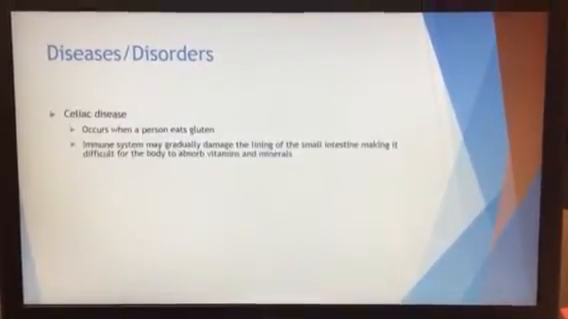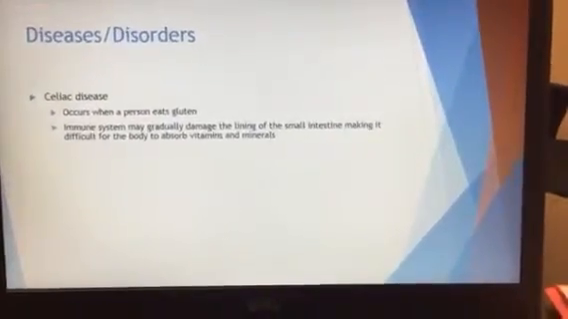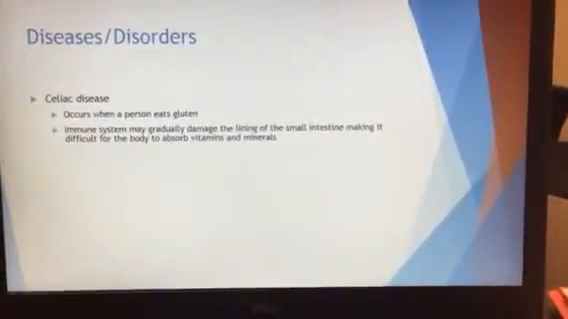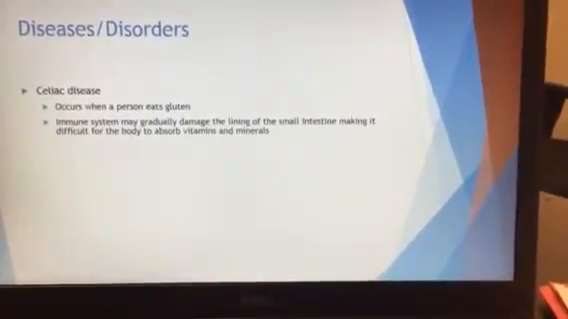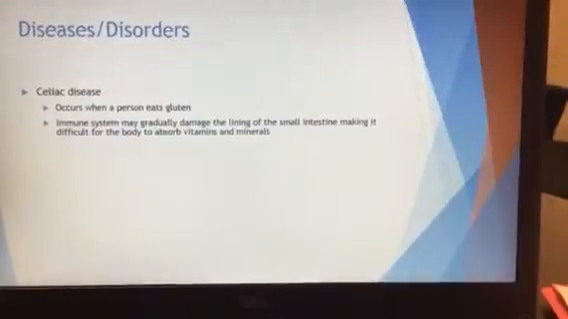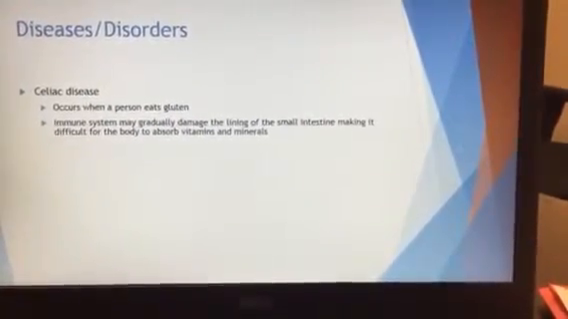Some of the diseases and disorders that the digestive system may have is called celiac disease. This occurs when a person eats gluten foods. What happens is that the immune system may gradually damage the lining of the small intestine, making it difficult for the body to absorb vitamins and minerals.